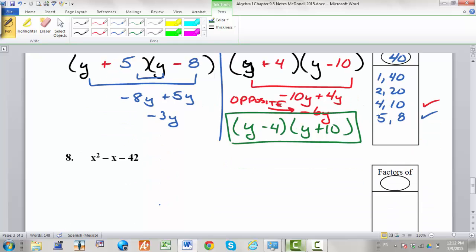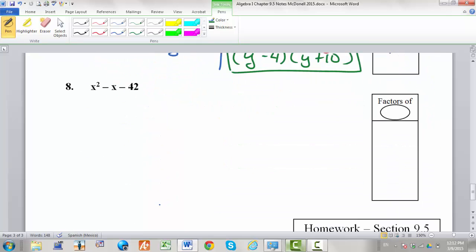Our last problem today is unique because we have x squared minus x minus 42. Let's start this time with the factors of 42. As you might think, 1 and 42, 2 and 21, 3, 14, 4 doesn't go in, 5 doesn't go in, but 6 does, 6 and 7.